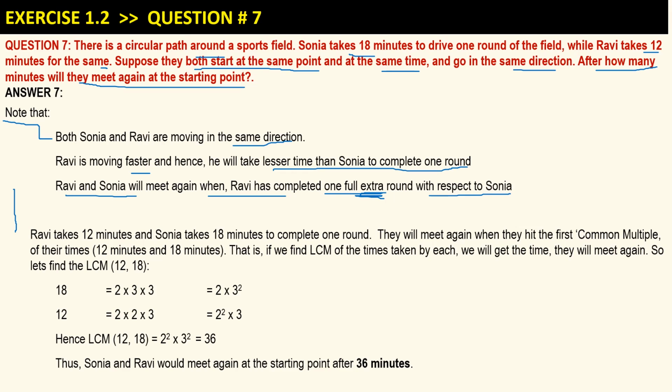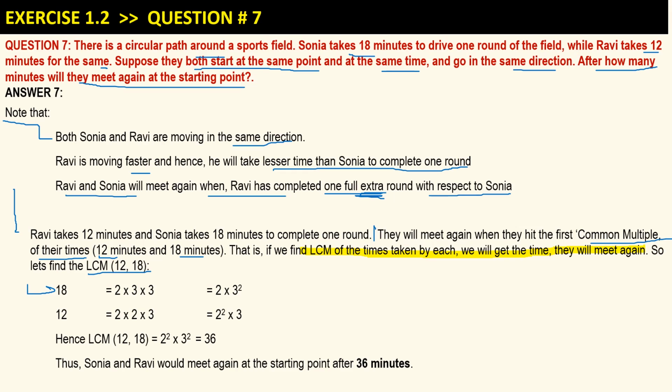And now let's see that Ravi takes 12 minutes and Sonia takes 18 minutes to complete one round. They will meet again when they hit the first common multiple of their times, that is, the common multiple of 12 minutes and 18 minutes. That is, if we were to find the LCM of these times taken by each of them, we will get the time when they will meet again. So let's try and find the LCM of both 12 and 18.